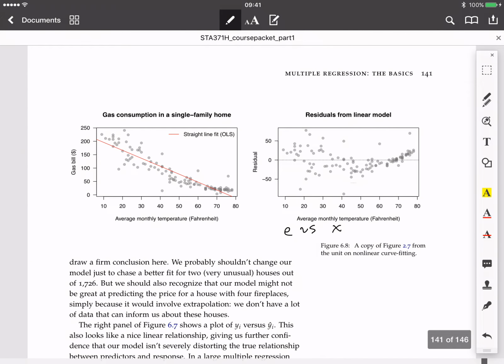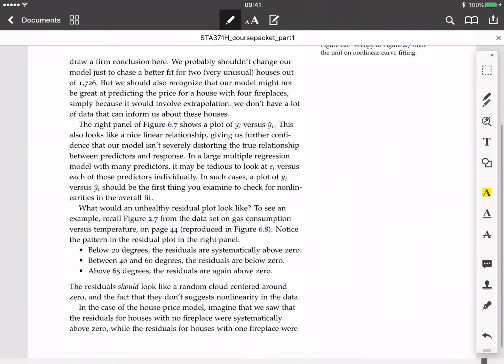This plot here looks like an unhealthy residual plot that calls for some kind of modification to the assumption of linearity, be it changing the transformation or adding polynomial terms to capture those nonlinear trends. Okay.